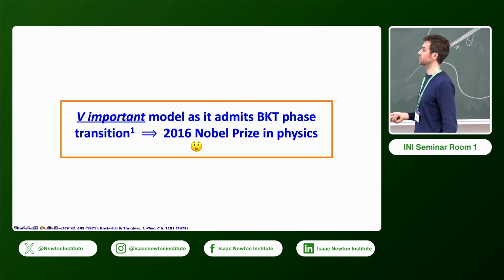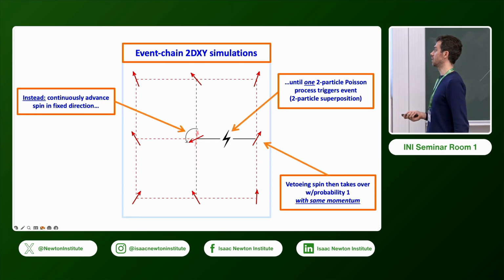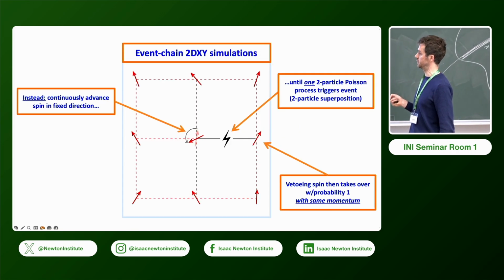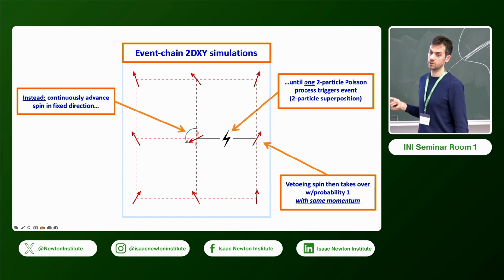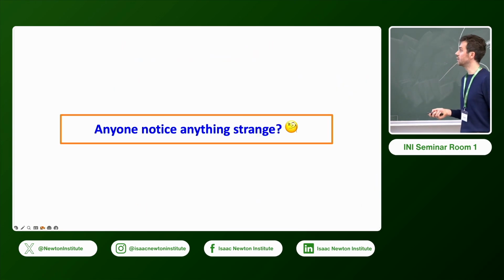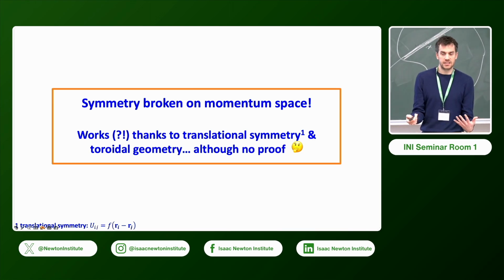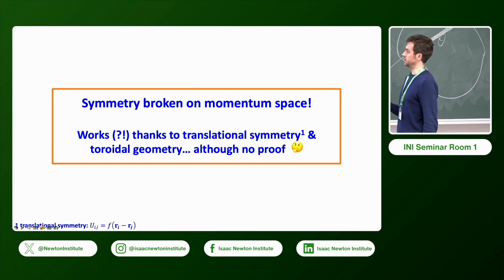And in addition, our models have a toroidal topology. So in this case, the toroidal topology that's important is the fact that if you rotate the spin all the way around, you're back to where you started. So these two features mean that you can, at least intuitively, break symmetry on momentum space. But the point is that there's no proof.